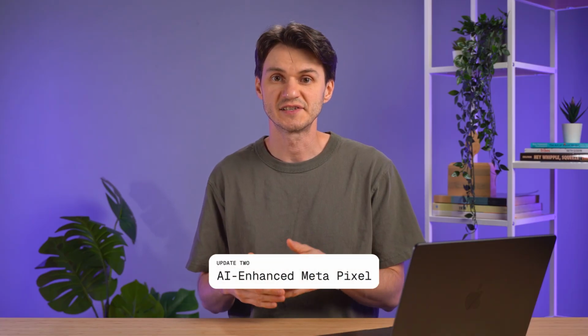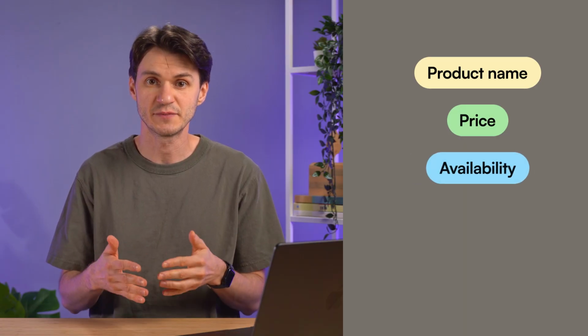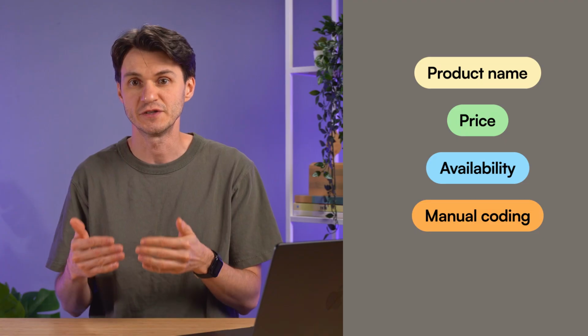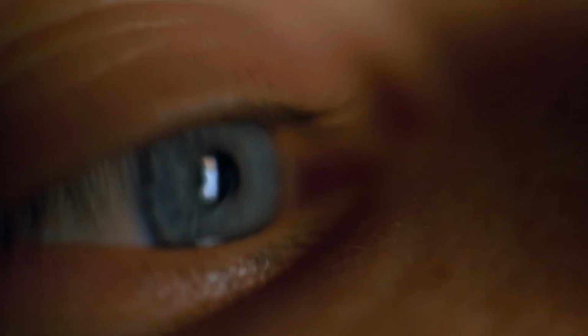The second update is about the quality of data flowing through your pixel, and this one's interesting. Until now, if you wanted your pixel events to include detailed product information like product name, price, or availability, someone had to manually code those parameters into your site, or you needed schema.org mapping set up properly. Most advertisers never did this, which means their view content or add to cart events were firing with minimal data attached. The event would say someone looked at a page, but wouldn't tell Meta what product they looked at, how much it costs, or whether it's even in stock.